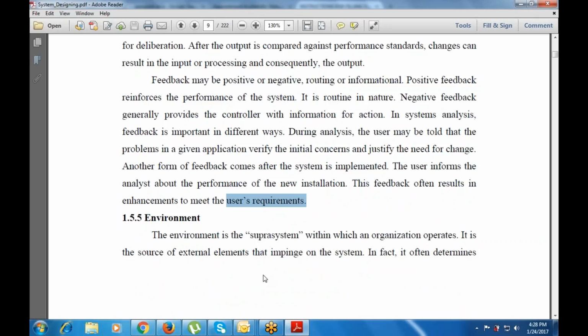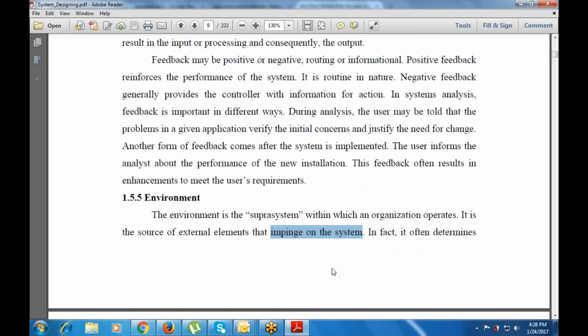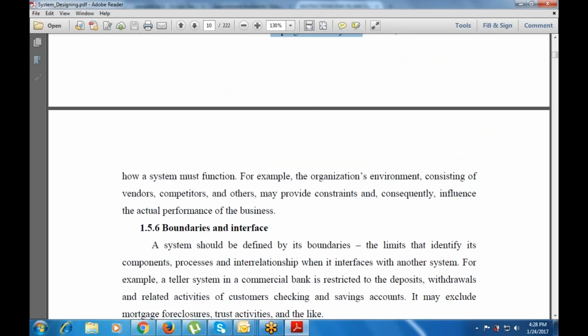Next is the environment. The environment is the supra-system, or super system, within which the organization operates. It is the source of external elements that impinge on the system. In fact, it often determines how a system must function or operate. The environment consists of vendors, competitors and others that may provide constraints and consequently influence the actual performance of the business.